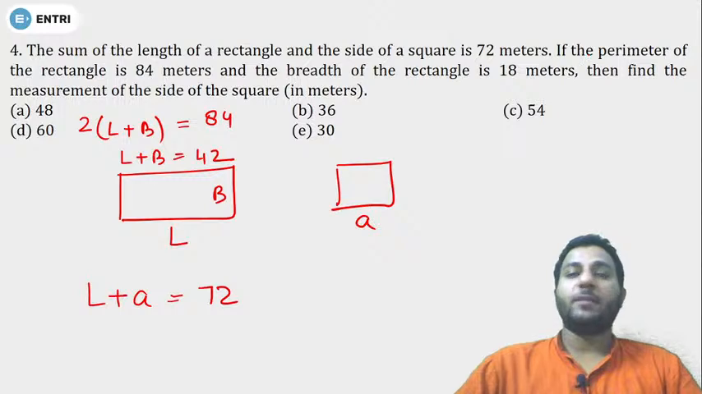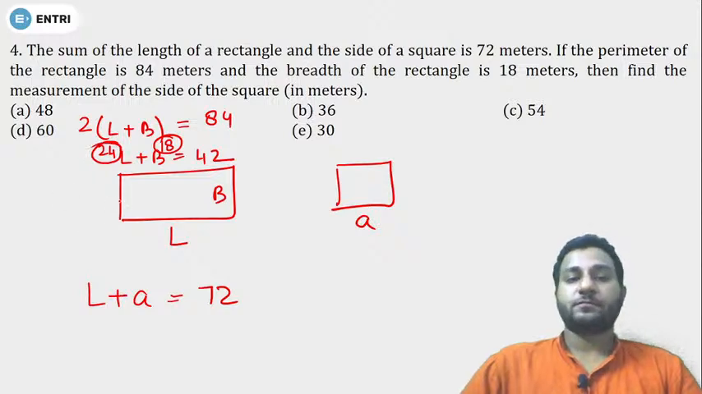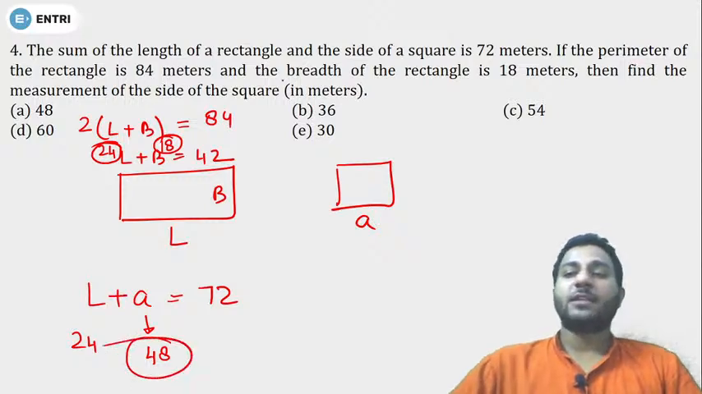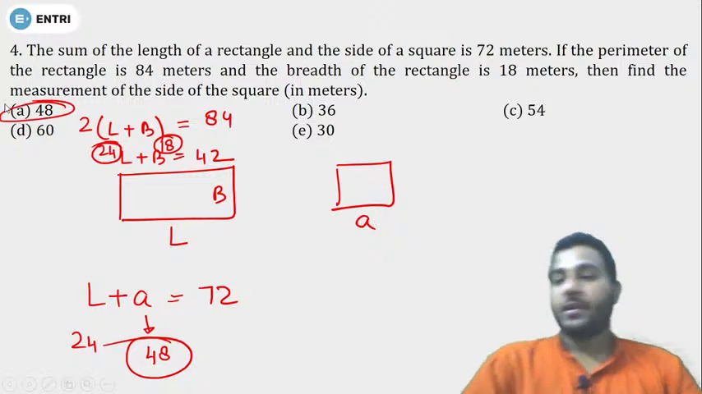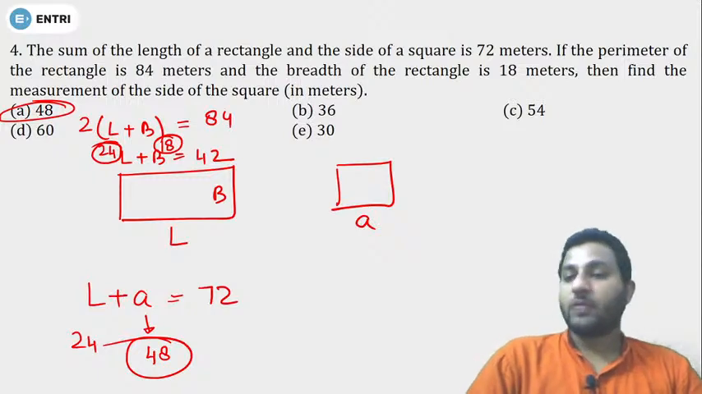Look at this. If the perimeter of a rectangle is 84 meter and the breadth of the rectangle is 18 meters, so we have got the breadth as 18, which means the length must have been 24. Okay, so we have got length 24, which means the side of the square will be 48. So we have got it. Now they are asking you to find the measurement of the side of the square. So we have got it, option A. यानी ऑप्शन ए करेक्ट होगा. गॉट इट. बहुत ही आसान तरीके से हमने सवालों को सॉल्व कर लिया.